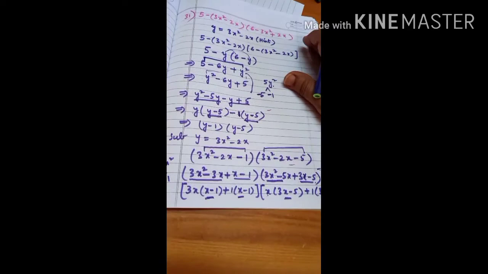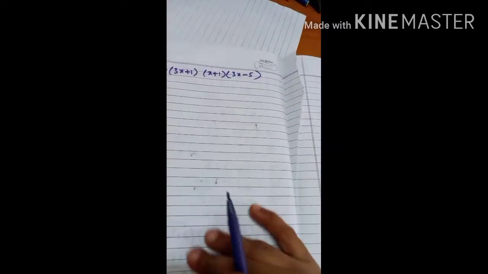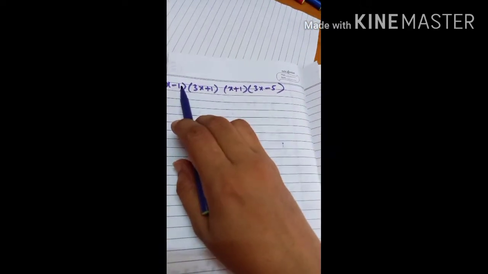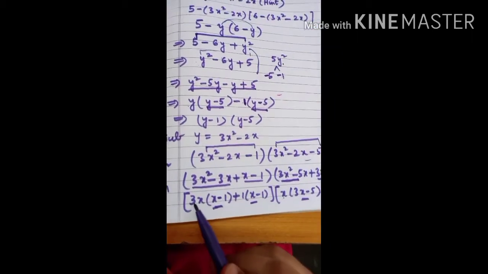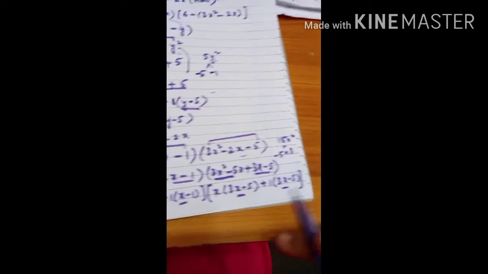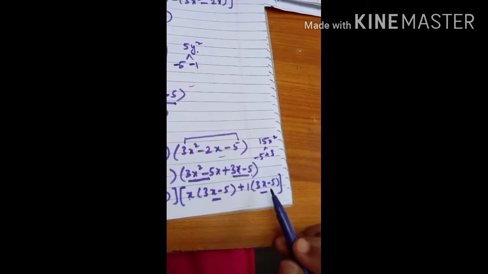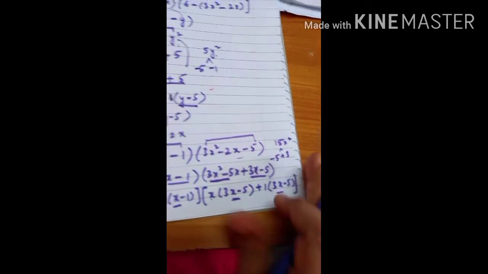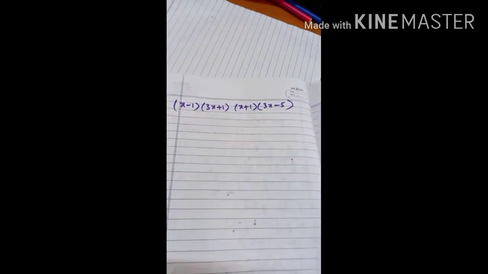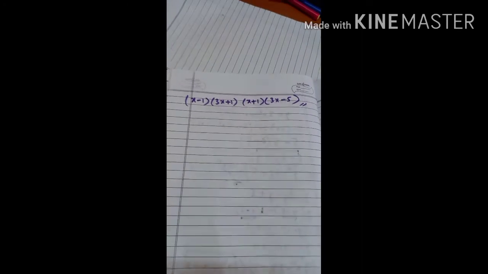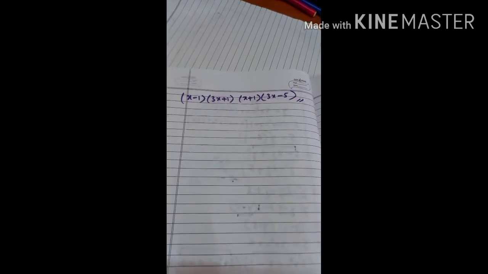So you have to write the next step as x minus 1 already common, then after that this 3x plus 1 will be remaining, then here also 3x minus 5 is common, then x plus 1 will be remaining. So these are the factors of the given expression. Okay, I hope you guys understood this.